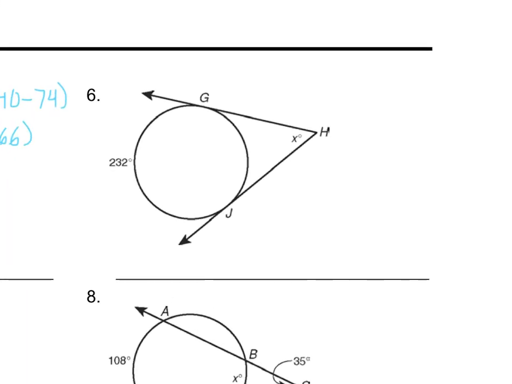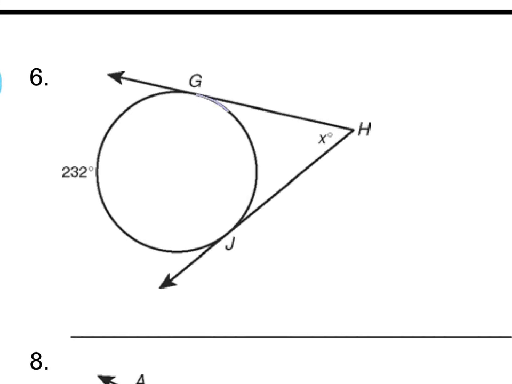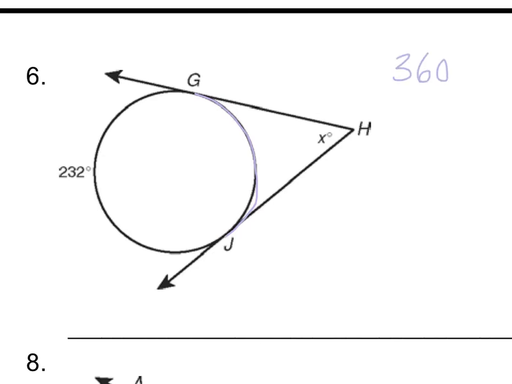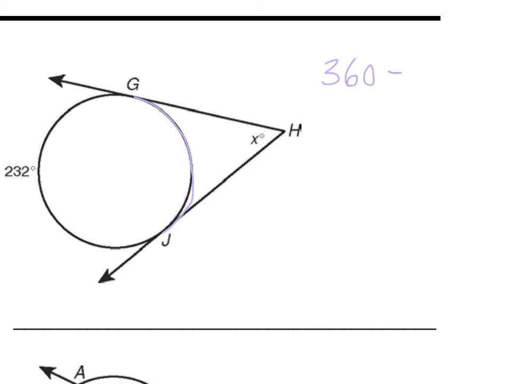Next, number 6. Here it doesn't tell us what our second intercepted arc is, but we can find it because we know our whole circle is 360 degrees. So we do 360 minus the part that we have, which is 232. So 360 minus 232 is 128. So our second arc here is 128 degrees.